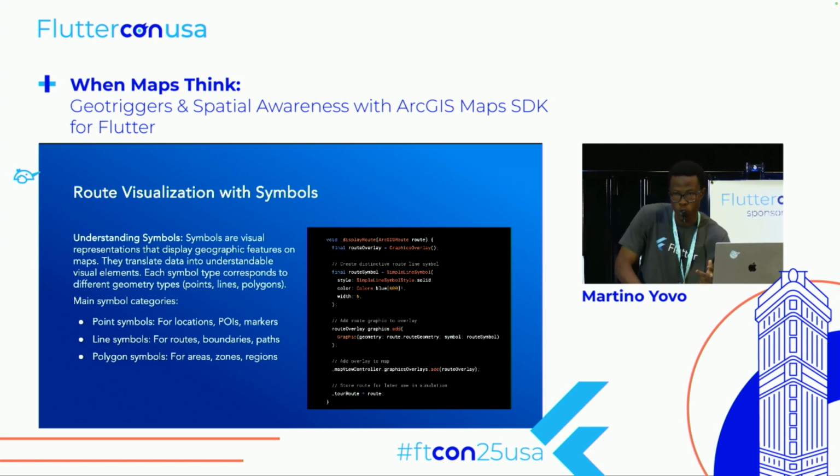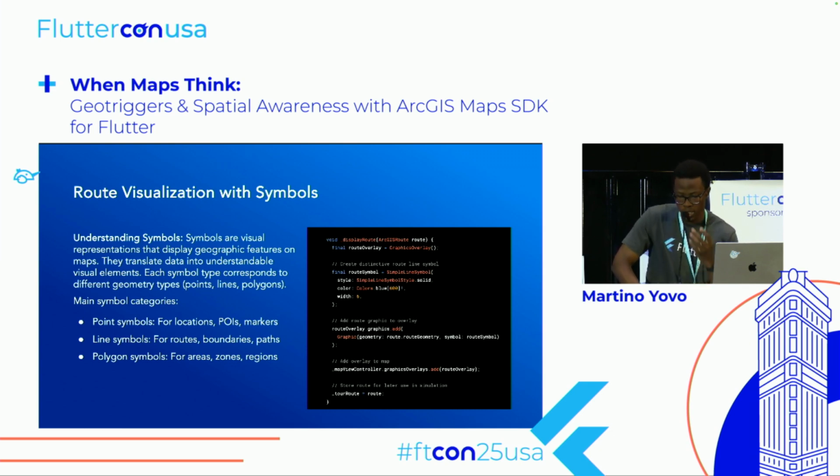For example, you can use the point symbols to represent a point of interest, like with the ArcGIS point class that we'll be using. You can also use it for markers and so forth. And there is flexible customization for these symbols. You can use the line symbols for routes, boundaries, and paths, and the polygon symbol for areas, regions, and zones. Yeah, so for the display route function, that's how it looks. It takes the ArcGIS routes as a parameter, and you will have to define what we call the graphics overlay.